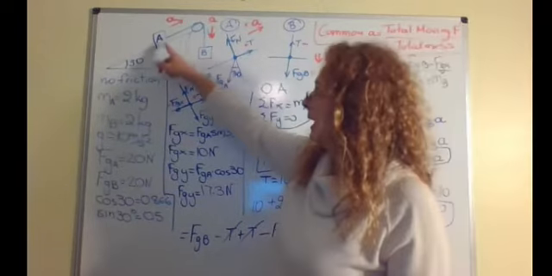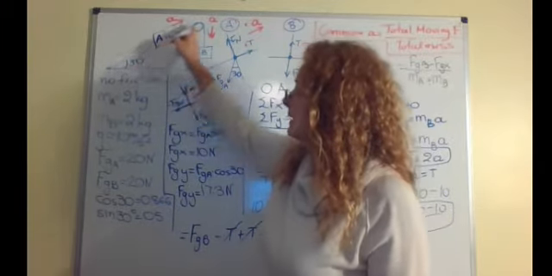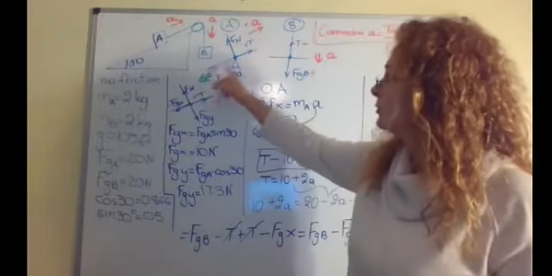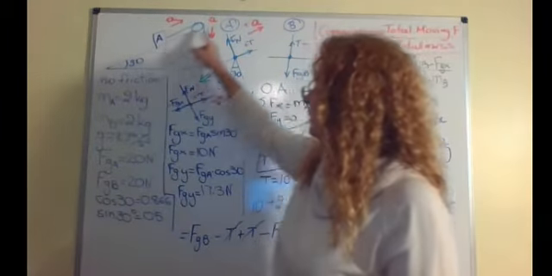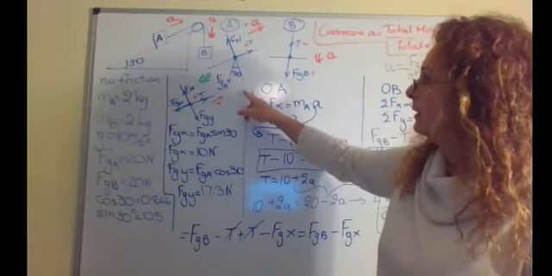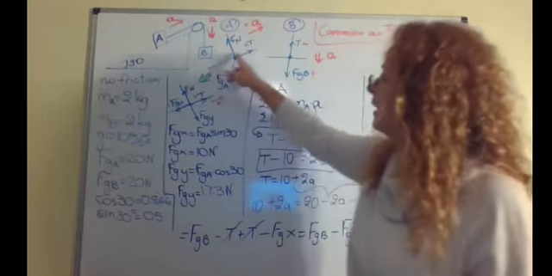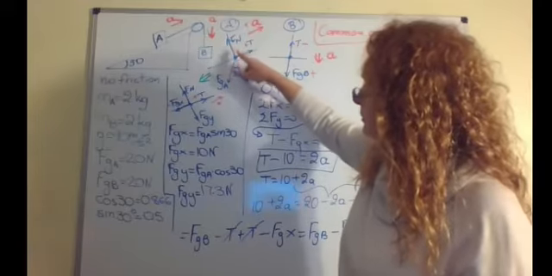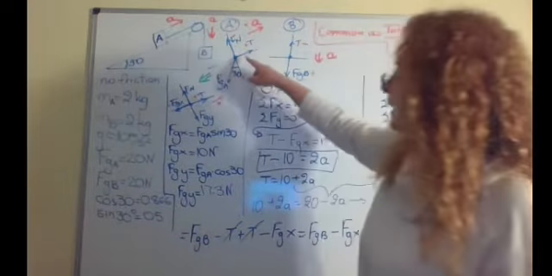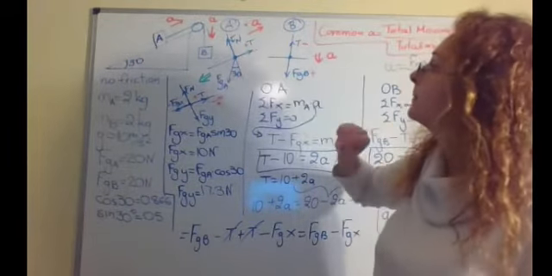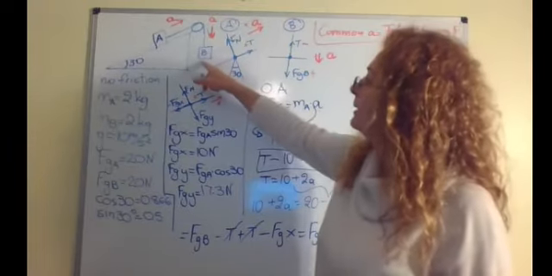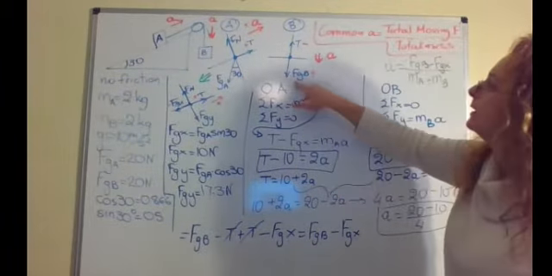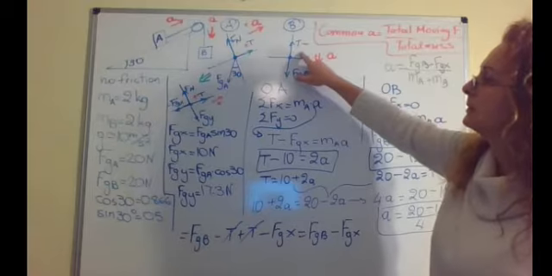So for object A, just because it's an incline, the x-axis should be parallel to the incline, the y-axis perpendicular. The forces on object A are the force due to gravity down, the normal force perpendicular to the surface, and of course we have the tension. Now for object B, we have the force due to gravity and we have its tension.